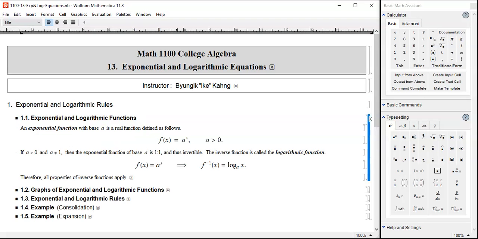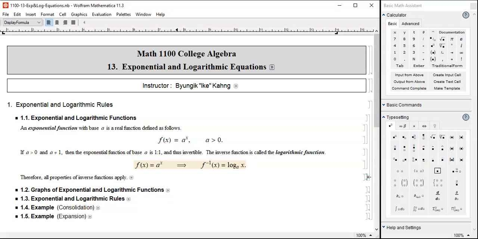Here we go. This is the way we define exponential functions: a to the x power, where the base a is a positive real number. In that case, we have a one-to-one function. When a is equal to 1, then 1 to any power is just constantly 1, so a is not equal to 1. Then it is a one-to-one function, so it's invertible. The inverse function is called a logarithmic function.